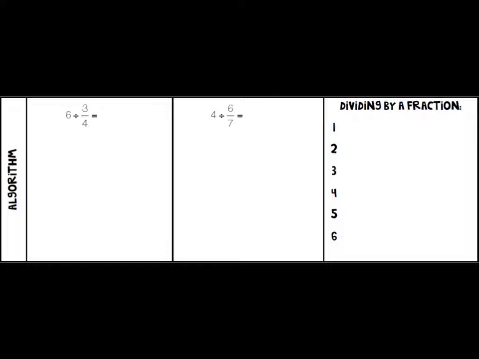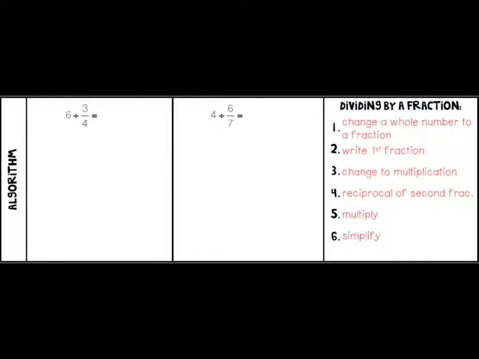Now we're going to talk about the algorithm for dividing a whole number by a fraction. So let's look at the steps first of all. Step 1, change a whole number to a fraction. Step 2, write the first fraction. Step 3, change to multiplication. Step 4, find the reciprocal of the second fraction, multiply, then simplify.